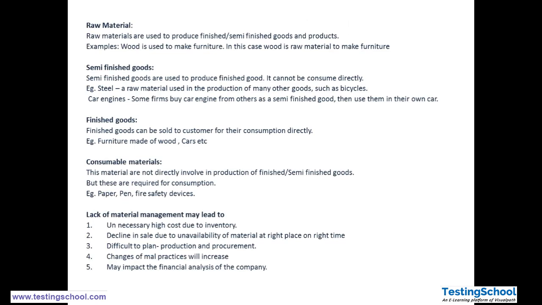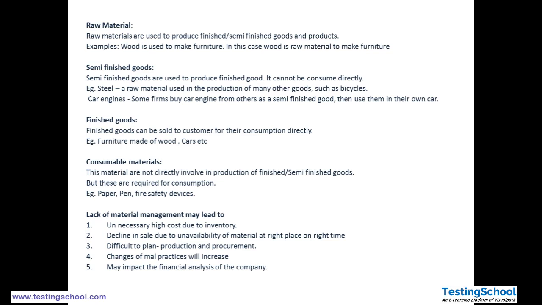Now we can see raw material. Raw materials are used to produce finished or semi-finished goods and products. For example, wood is used to make furniture. In this case, wood is a raw material to make furniture. Similarly, like I told earlier, rubber and chemicals are used as raw material for tire manufacturing companies.